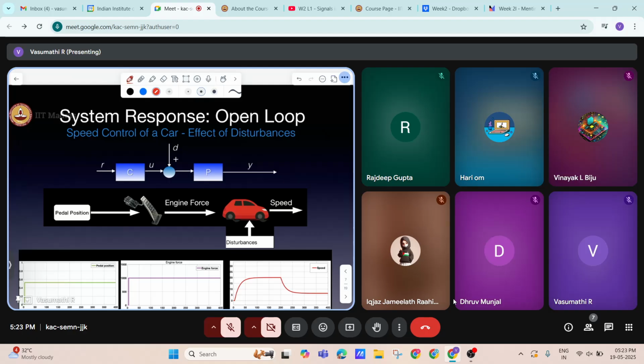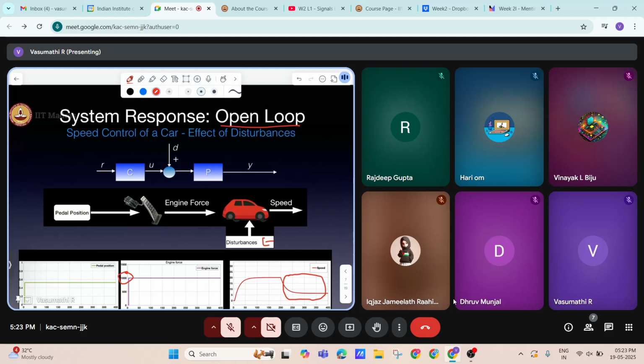But when there are disturbances or external things, for example any bump in the road, any drag, or any deformity in the car, that will affect the system output. Although you give 1000 engine force to the vehicle, the system won't behave as you expect. There will be some deviations in the system. This is the case of open loop.